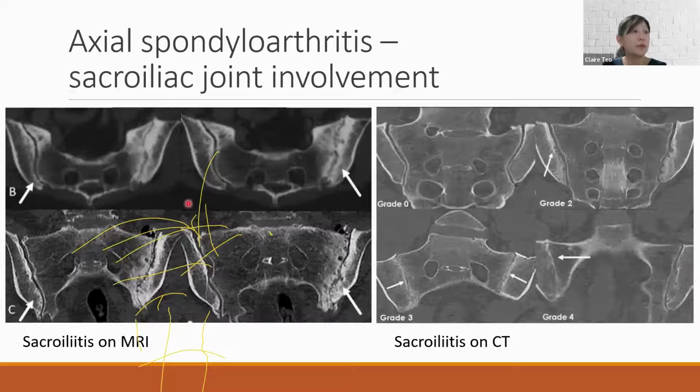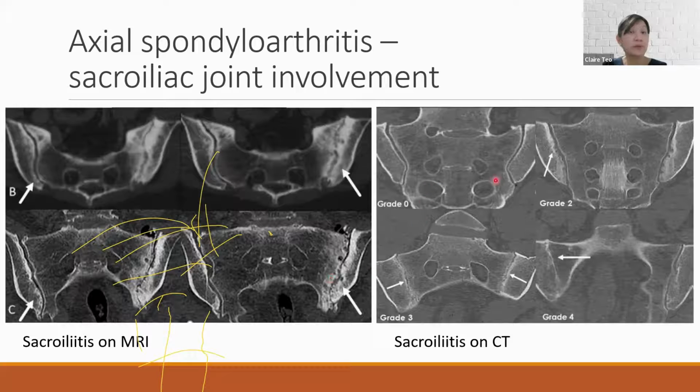Okay, so here's a slide on sacroiliitis on MRI and sacroiliitis on CT. As we move from the left to the right, from the above row to the below row, you can see increasing severity of sacroiliitis. This is what we call sclerosis, or sometimes also bone marrow edema, which is fluid that we can see in the area around the sacroiliac joints.